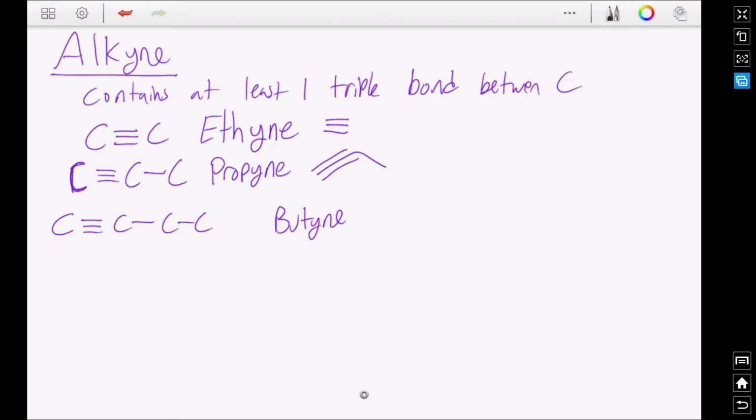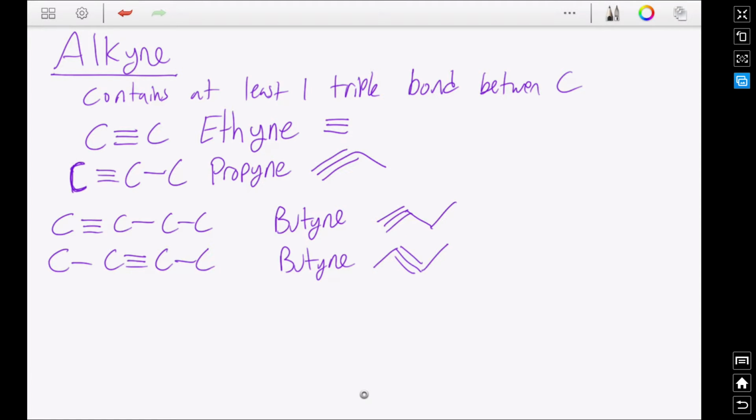Okay. Another possible form for butyne would be like this: 1, 2, 3, carbon, carbon. This would also be a butyne. How do I distinguish the two? Well, how do we distinguish the butynes from each other? We would use numbers.